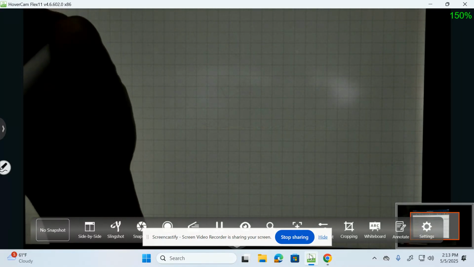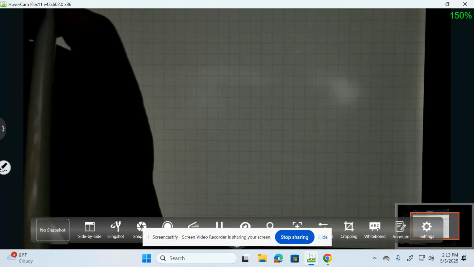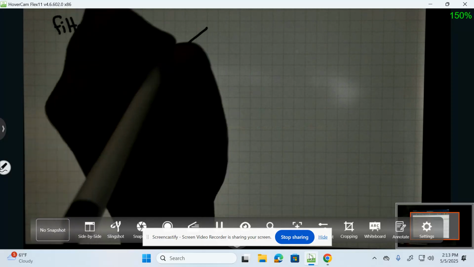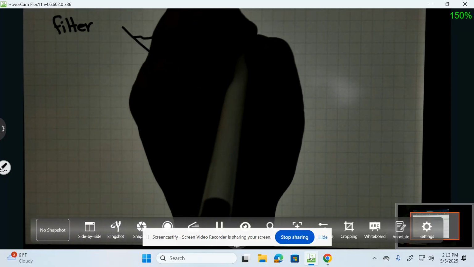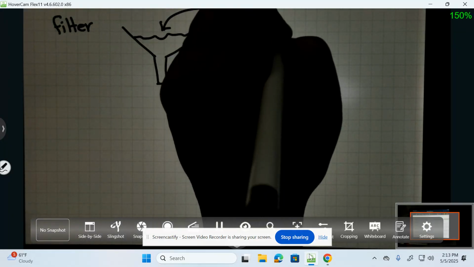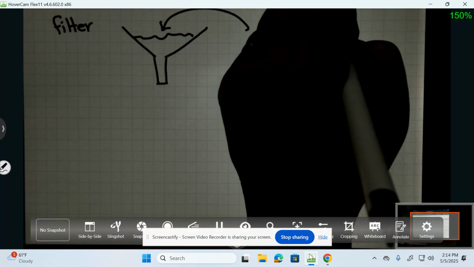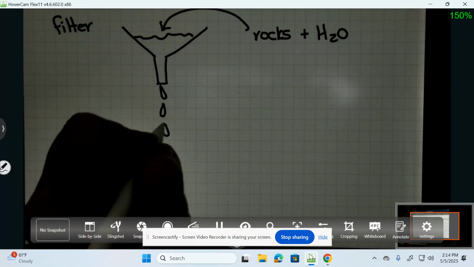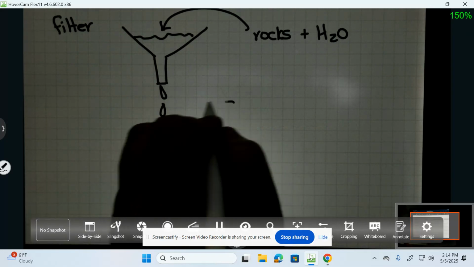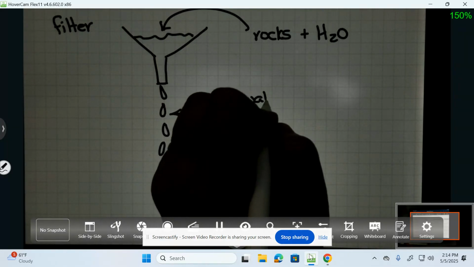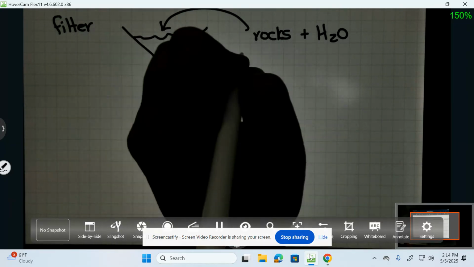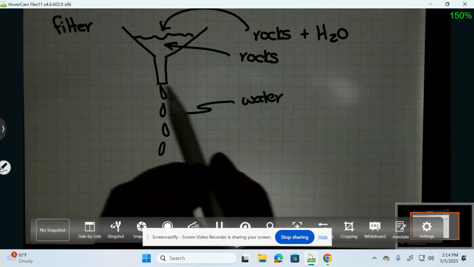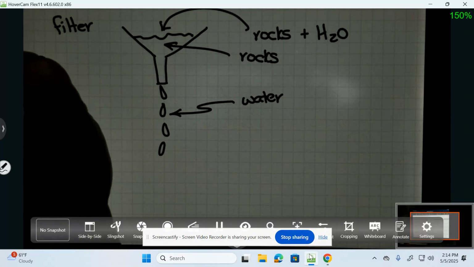We can also filter. Filtration. So let's say you have a funnel here, and you put some rocks and water through that. Well, what's going to come out the bottom? The water is going to come out the bottom, and the rocks are going to stay up here. The reason why the filter works is because particle size is different.